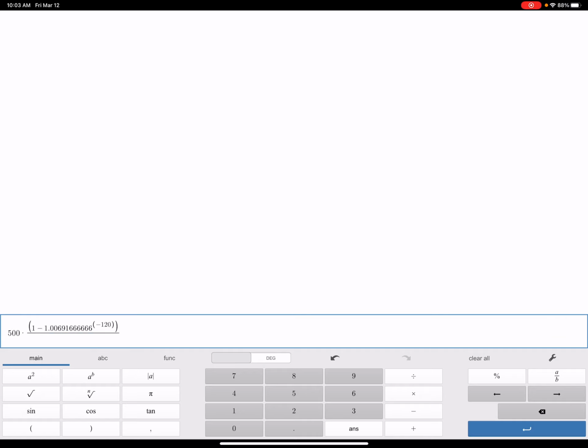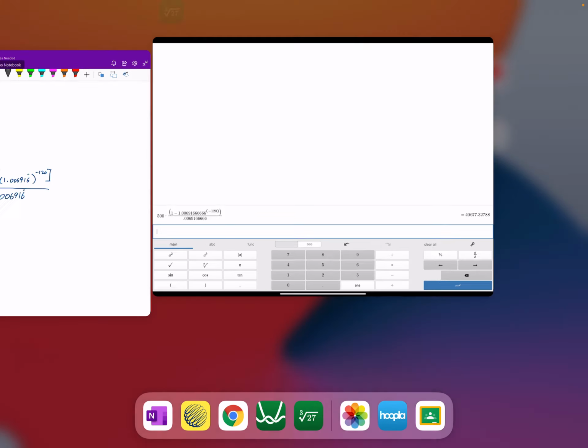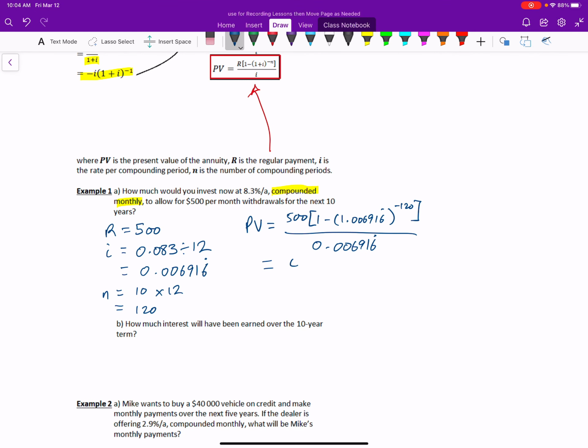Divided by 0.00691, and then a bunch of sixes. And for that, I got $40,677.37. So, does this make sense?